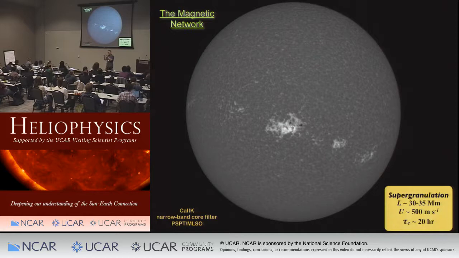The downflow lanes are regions of convergence where the fluid converges and then goes down, and the magnetic fields gather in the downflow lanes. And so these size scales are on the order of 30 or 35 megameters and have velocities about 500 meters per second and lifetimes a little longer, about 20 hours. But that's still a lot less than the rotation period. The rotation period is about 28 days. So even this is not very influenced by rotation.